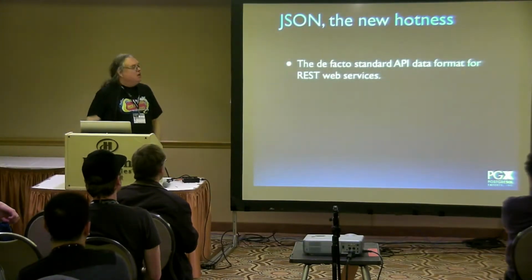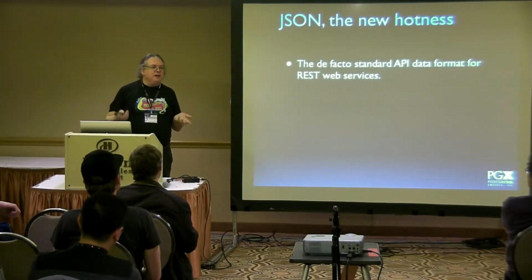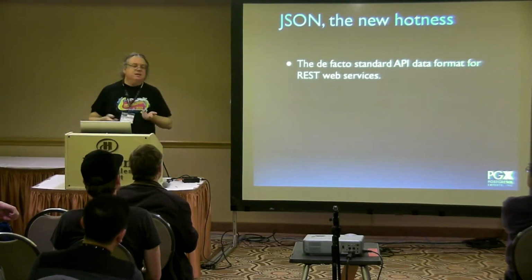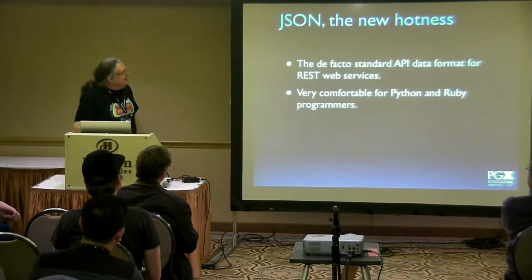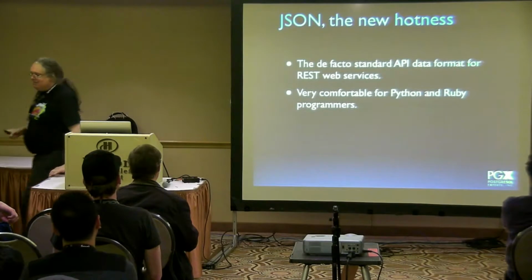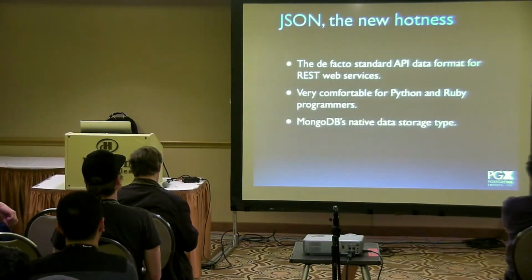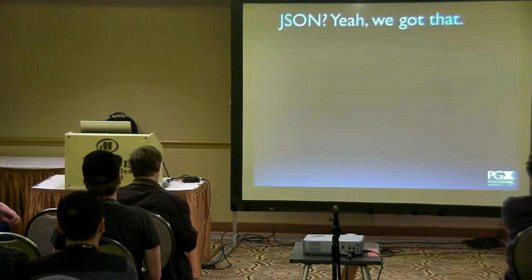So REST web services, basically, anybody who's under 30 is writing stuff using JSON now. It's very comfortable. Python and Ruby programmers like it because it looks basically like the data structures they're used to. MongoDB, it's the native data storage type.